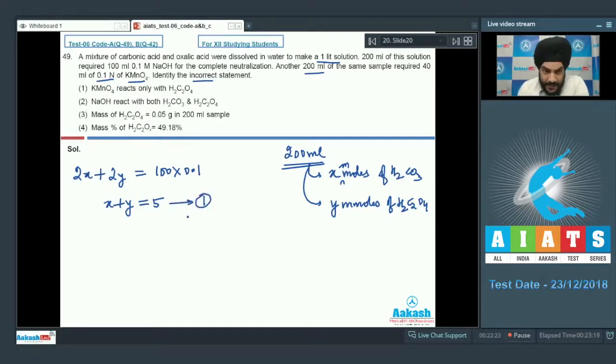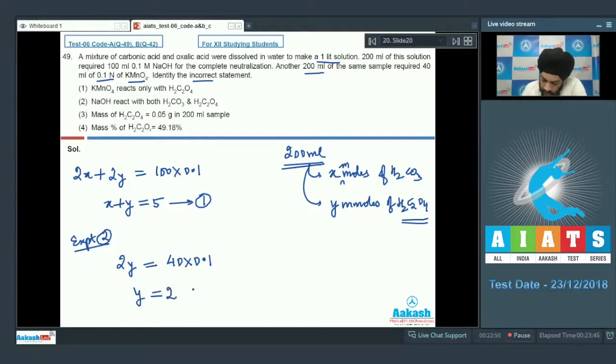And if we talk about the second experiment, which is carried out with KMnO4, only H2C2O4 is going to react with KMnO4. So for experiment 2, we have 2 into Y is equal to 40 into 0.1. Since the normality is already given to us, we need not include the n factor of KMnO4. So this on simplification will give us a value of Y equal to 2, which is the second expression. So on using 1 and 2, we can get the value of X, which is equal to 3.